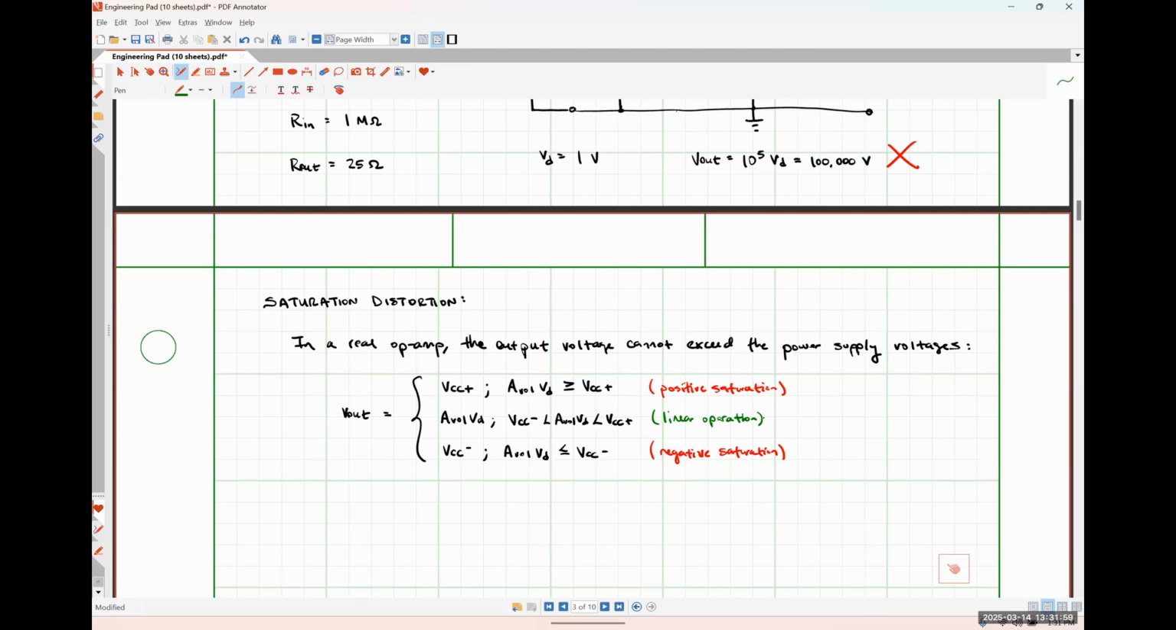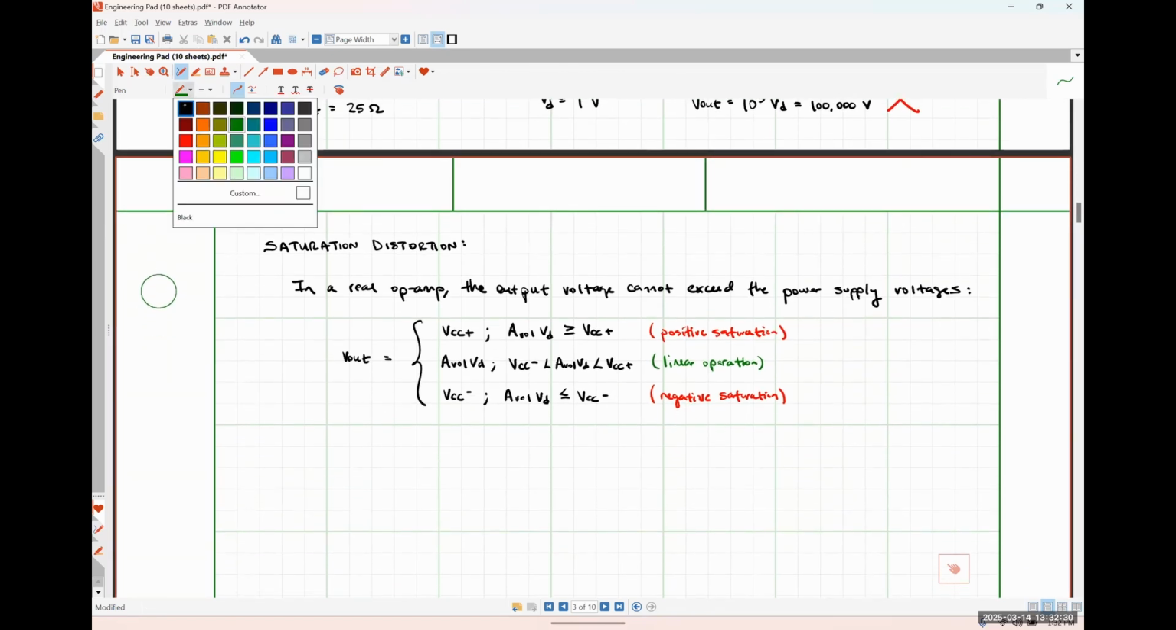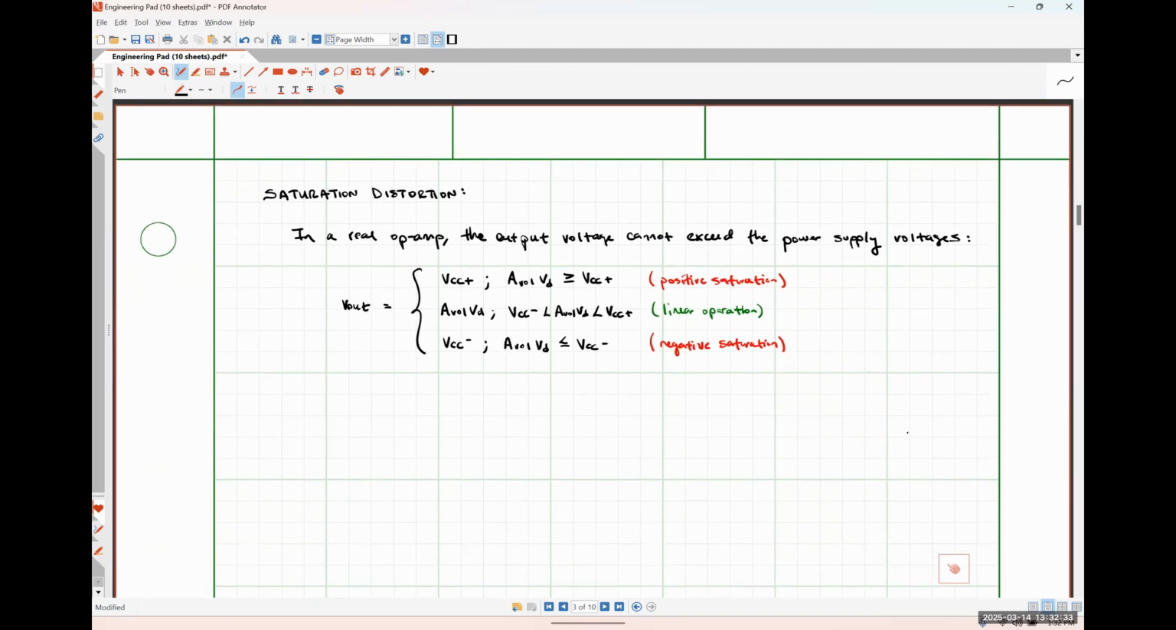For what it's worth, the reason why this is called linear operational mode is because this is the only range in which our operational amplifier behaves as a linear circuit element, in as much as the output signal is proportional to the input signal. So let's talk very briefly about linear range. This is effectively a side effect of saturation distortion, so it's going to be still in this part of the notes.